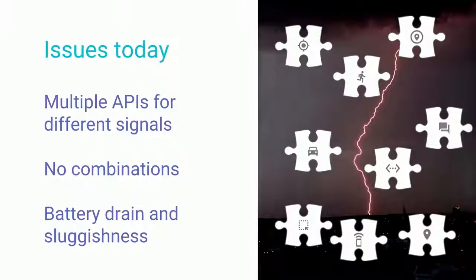So the issues today, again, are that in order for you to hook into these APIs, you have to learn multiple of them for each type of context signal. And the issue is that there are subtleties you have to learn about. Things like how do you choose the sampling rate? Things called priority level. And these are pretty subtle things to figure out how to use properly.